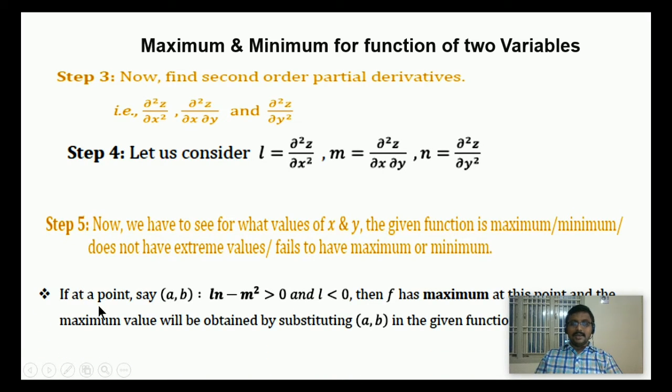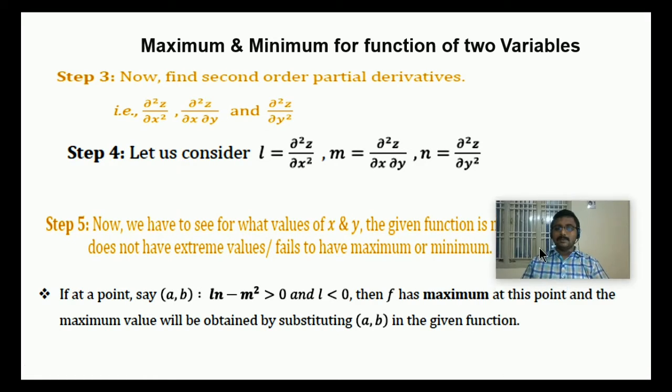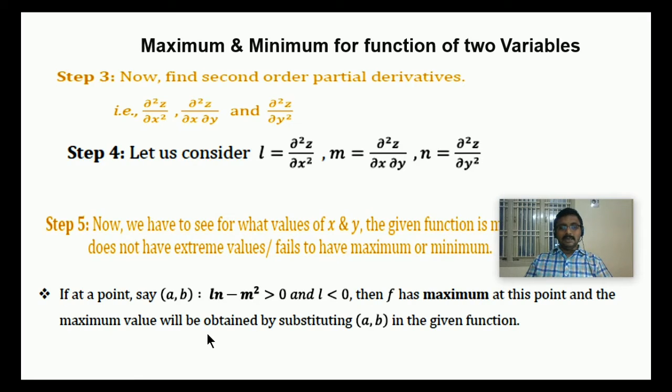At a point, say (a,b), if LN minus M square is greater than 0 and L is less than 0, then the function f has a maximum at this point, and the maximum value will be obtained by substituting (a,b) in the given function. Suppose LN minus M square is greater than 0 and L is less than 0, then the function f has a maximum value at the point (a,b). What is (a,b) here? The stationary point, which is obtained by solving the equations ∂z/∂x equal to 0 and ∂z/∂y equal to 0.